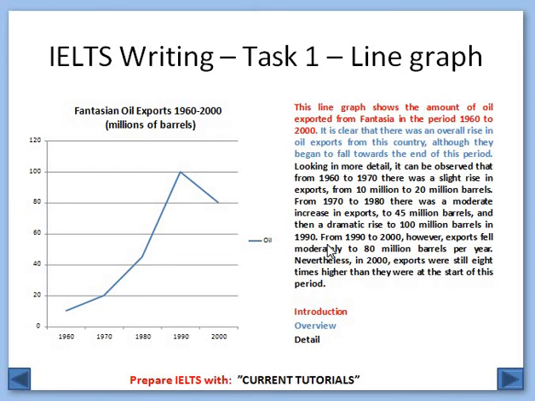From 1990 to 2000, however, exports fell moderately to 80 million barrels per year. Nevertheless, in 2000 the exports were still 8 times higher than they were at the start of the period. The exports were 80 million barrels at the end of the period and 10 million barrels at the start, so they are 8 times higher.